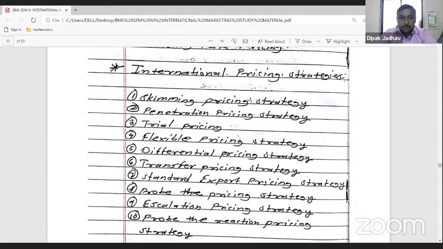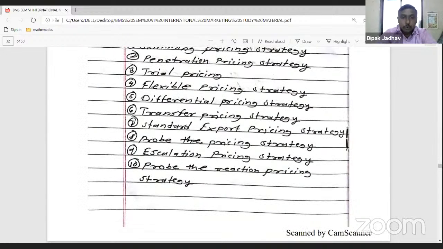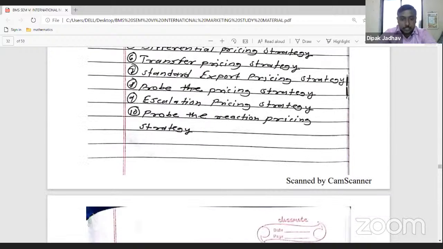There are different pricing strategies, such as the transfer pricing strategy. The standard export pricing strategy means we set a standard price in the international market, all over the globe; whatever any customer demands, we follow the standard price. Then the escalation pricing strategy. Escalation means divisions of strategy by company motto, and differentiating products by different pricing. Then other pricing strategies.